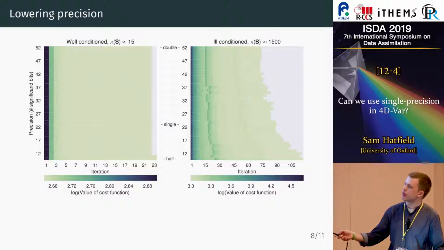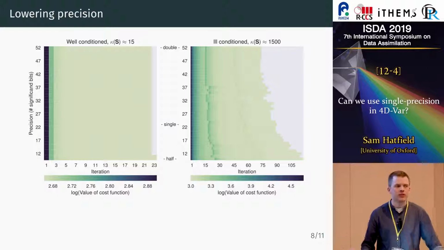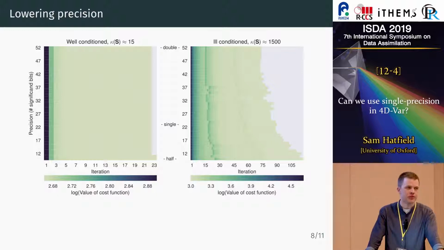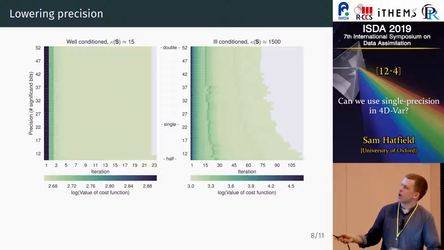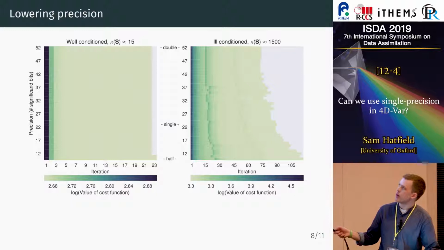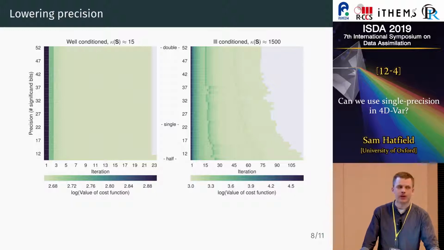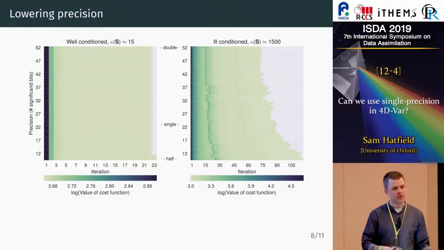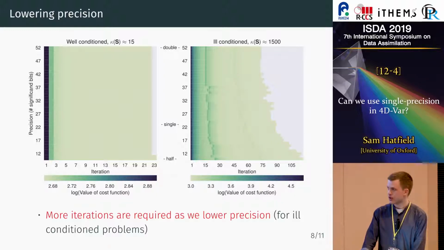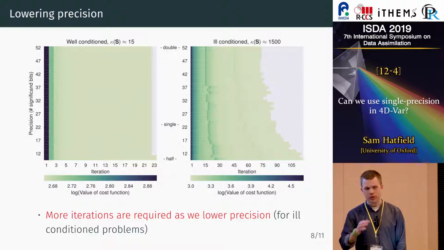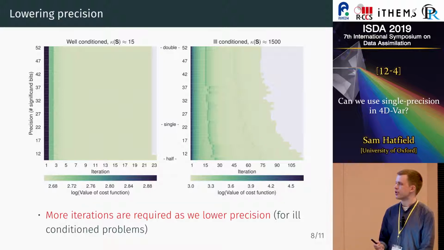And for the well-conditioned problem, as you can see, we can basically use any level of precision without any degradation in the assimilation. This is a very easy problem to solve. However, for the ill-conditioned problem, we require more and more iterations as we go down in precision. Specifically, we need around 25% more iterations for single precision versus double precision. So even though the single precision model runs faster, it takes longer to reach the minimum, the solution, which is not good. So why, when we lower precision, do we need more iterations?